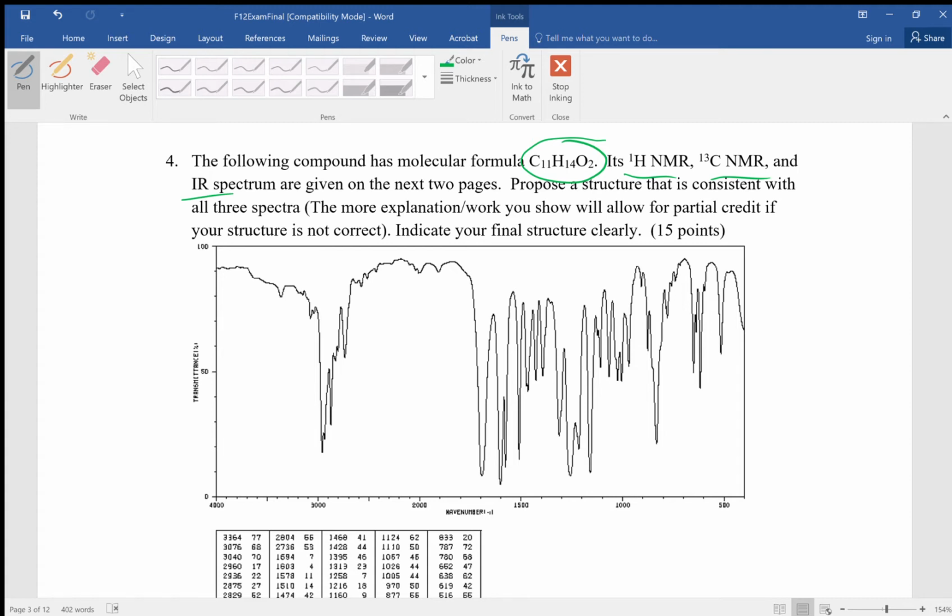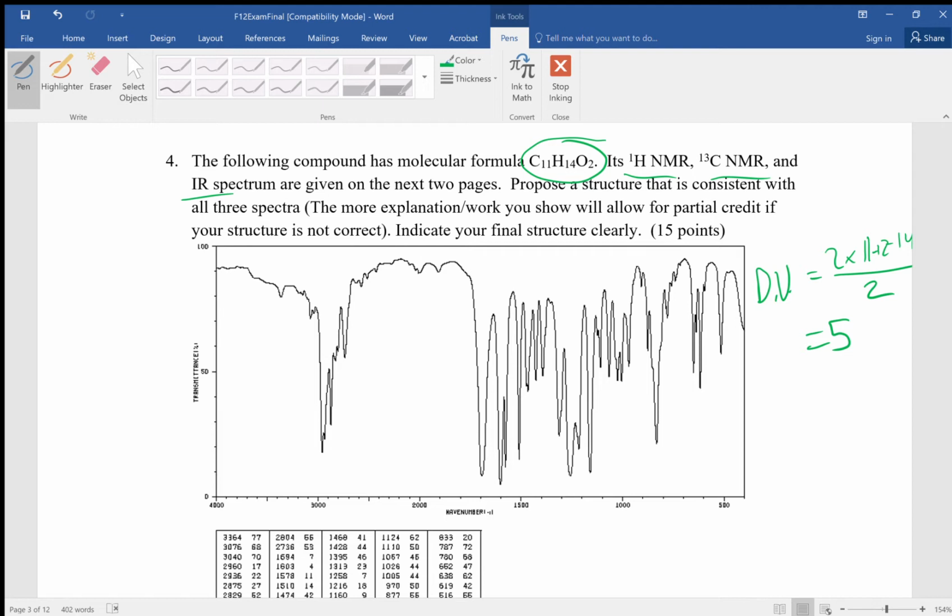So if you've done enough of these by now, you should know that a good first step is to always calculate degrees of unsaturation. And we get 5. Which again, hopefully we also know by now, is often a good sign that we've got an aromatic ring.